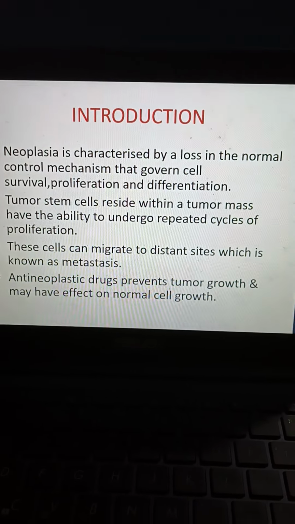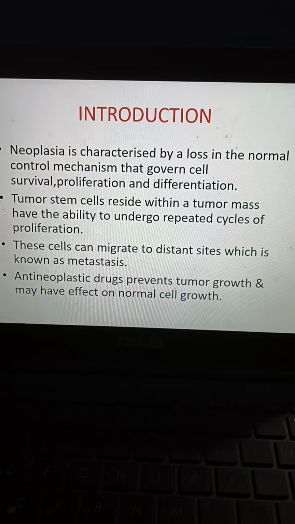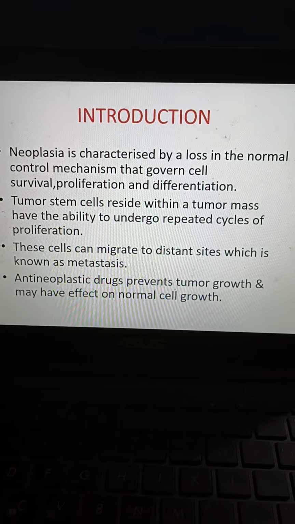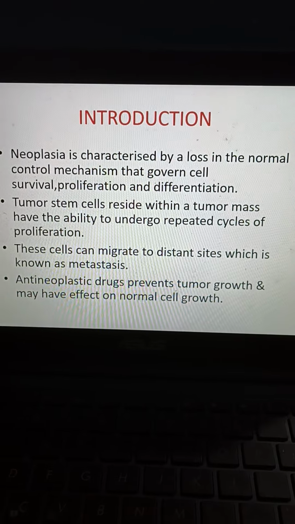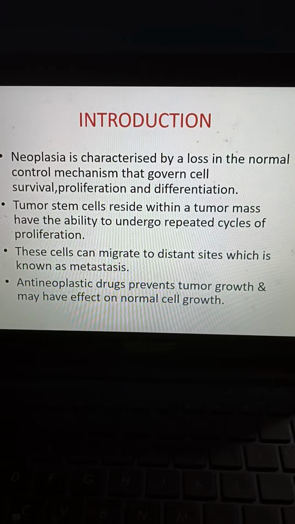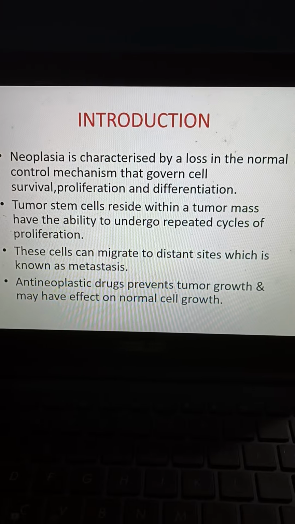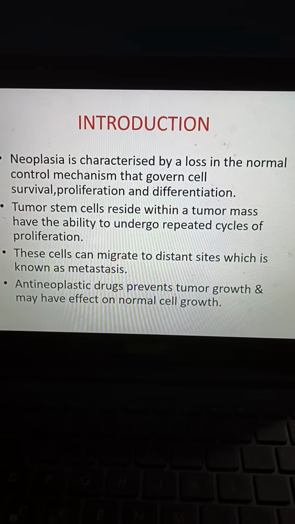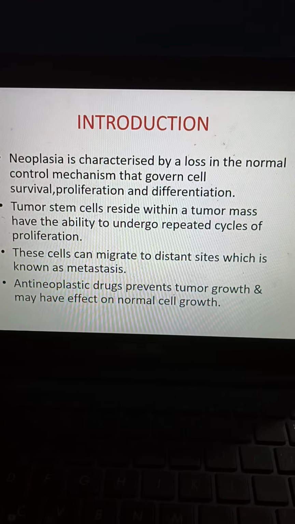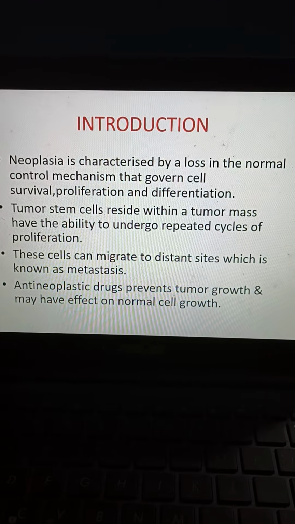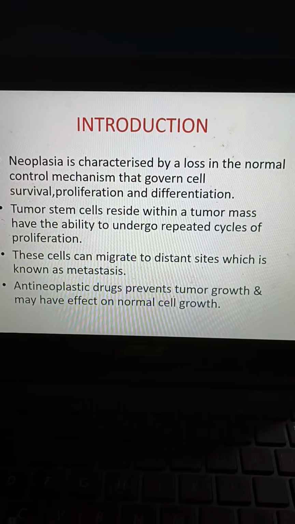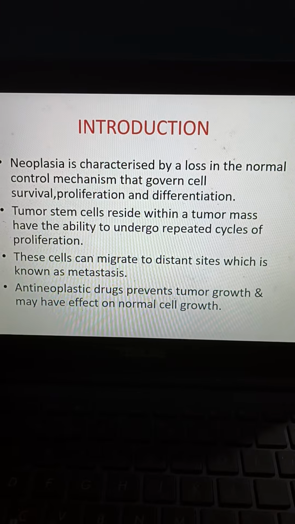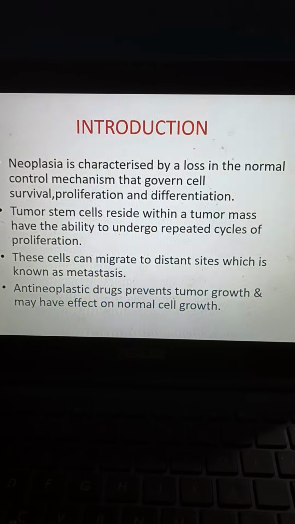Coming to the introduction, what is neoplasia? Neoplasia is characterized by a loss in the normal control mechanisms that govern cell survival, proliferation, and differentiation. Tumor stem cells residing within a tumor mass have the ability to undergo repeated cycles of proliferation. These cells can migrate to distant sites, which is known as metastasis. Antineoplastic drugs prevent tumor growth and may also affect normal cell growth.